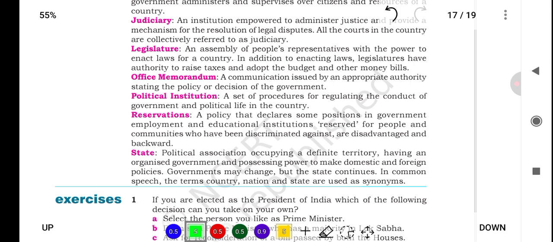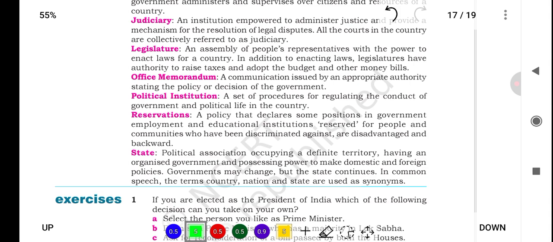The legislature, that is Parliament. Parliament, composed of Lok Sabha and Rajya Sabha, makes laws and shapes national policy. It holds the executive accountable and ensures their actions align with the law. The judiciary. The judiciary, including the Supreme Court, interprets laws and ensures their fair application. It also acts as a dispute resolver between citizens and the government.